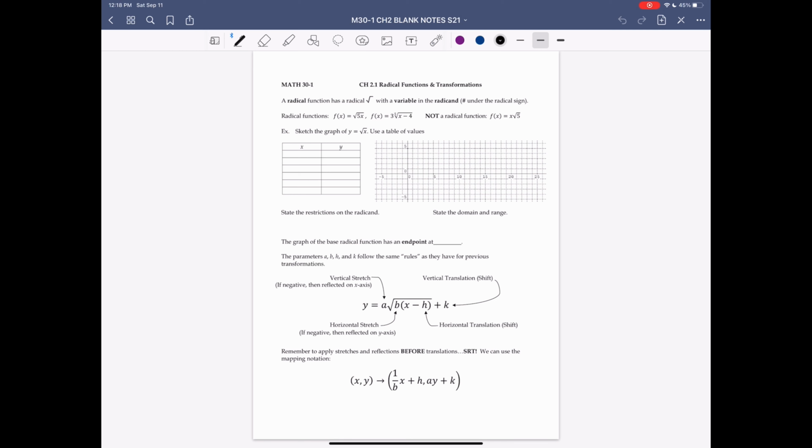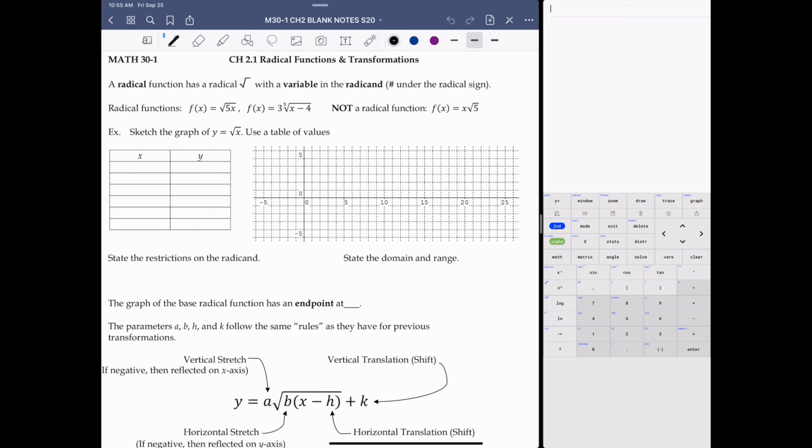Chapter 2.1, Radical Functions and Transformations. A radical function has a radical sign with a variable in the radicand, which is the number under the root sign. Some examples of radical functions: f of x equals the square root of 5x. We have a variable under a root sign, so it's radical.